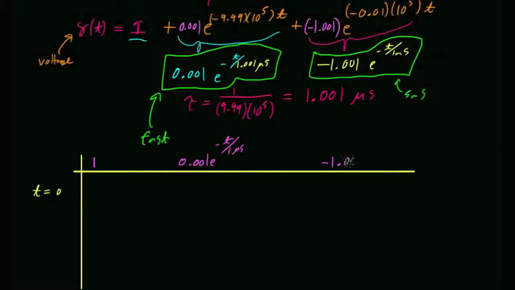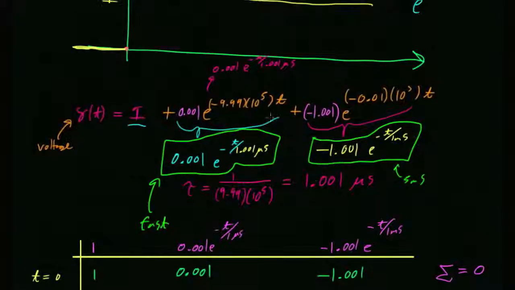So right at t equals 0, this term donates a 1 because it's independent of t. This term donates, what do you get if you sub in t equals 0? 0.001. And this term donates minus 1.001. And if you add them all together, what do you get? 1 plus this number minus this number. 0. Hey, that was our initial condition, right? Of course it's going to work out that way.